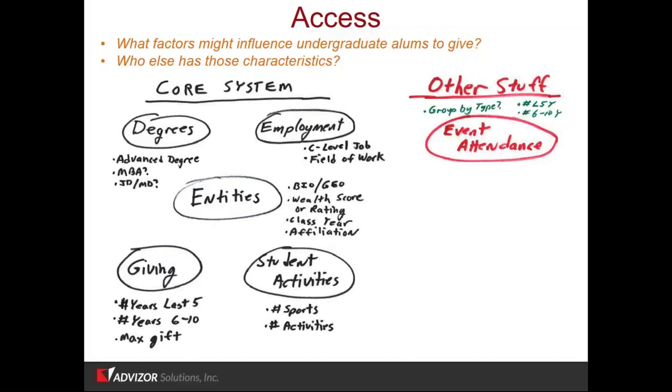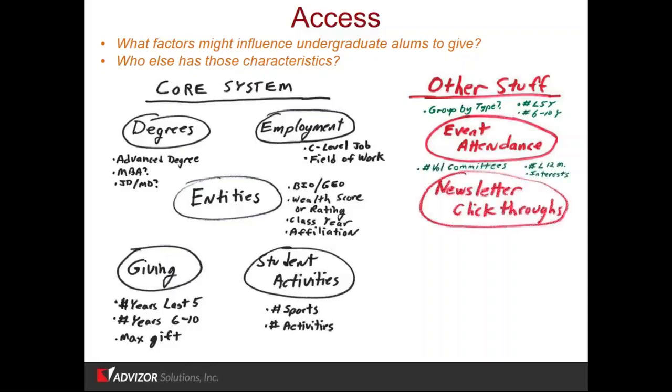If events are important, I guarantee not all events are the same. Some are going to have more influence on connections, some less. So you can actually create modeling scores on the types of events and group them and look at frequency in those different time periods. Again, this is all information that can be synthesized out of an event attendance list. Volunteer committees, newsletter click-throughs.